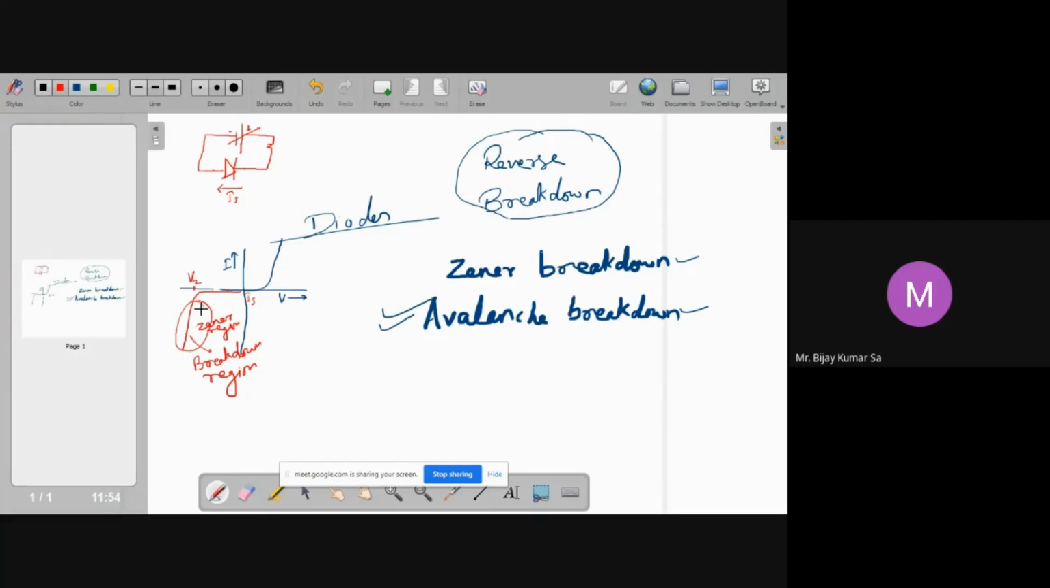So this breakdown can occur either due to Zener breakdown or avalanche breakdown. Both can simultaneously support this breakdown phenomenon. But the avalanche breakdown process is more prevalent, or more dominating, at a higher reverse bias voltage, whereas Zener breakdown can take place at a lower reverse bias voltage also.